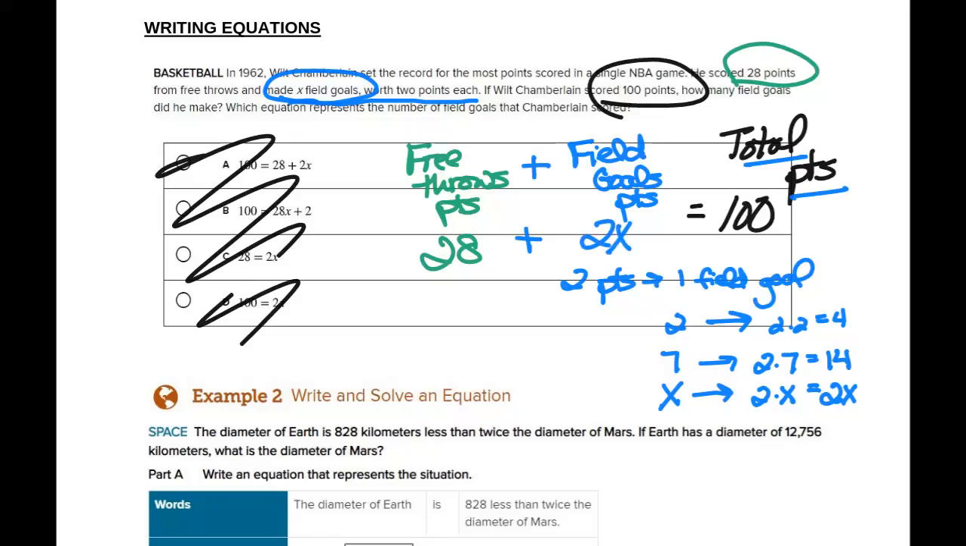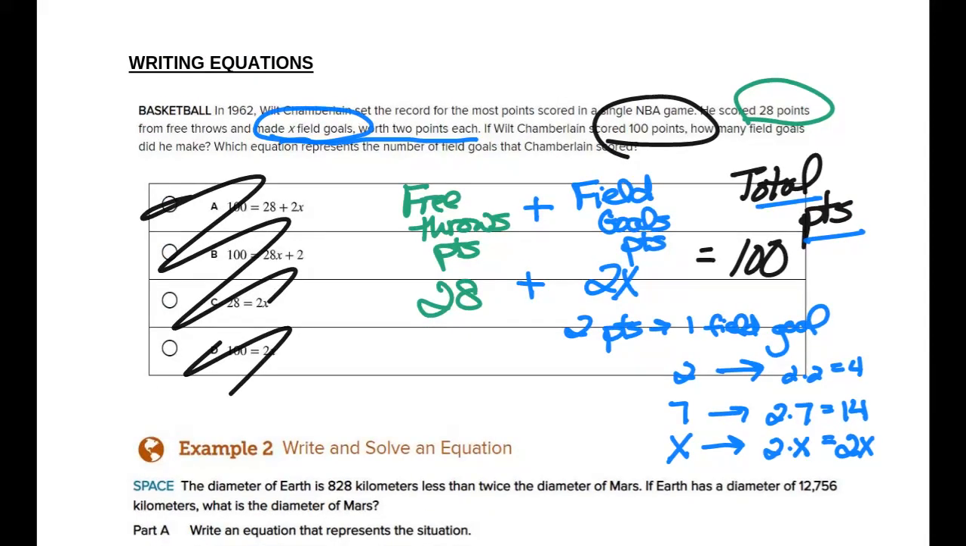So, here is my equation. 28 plus 2X equals 100. And so, which one does that match up with? Letter A. Now, here's my question. Could you have come up with that on your own? No? Okay. But this is how you have to approach it.